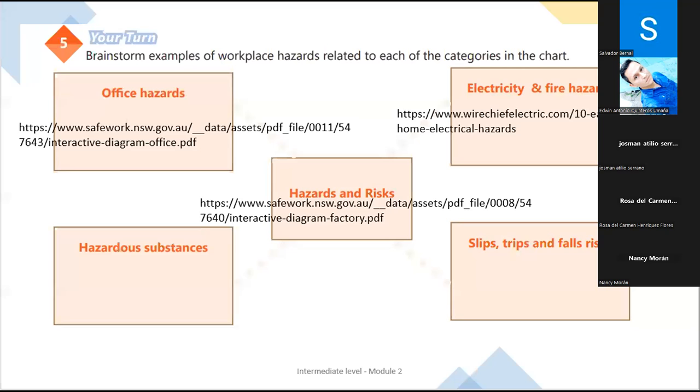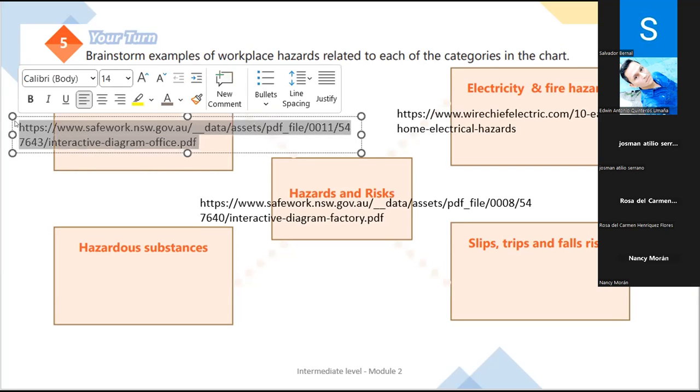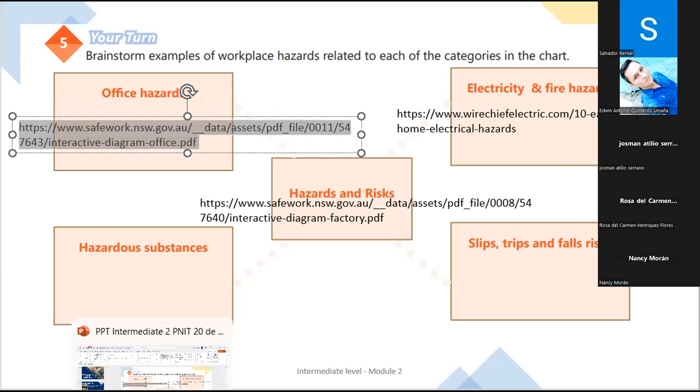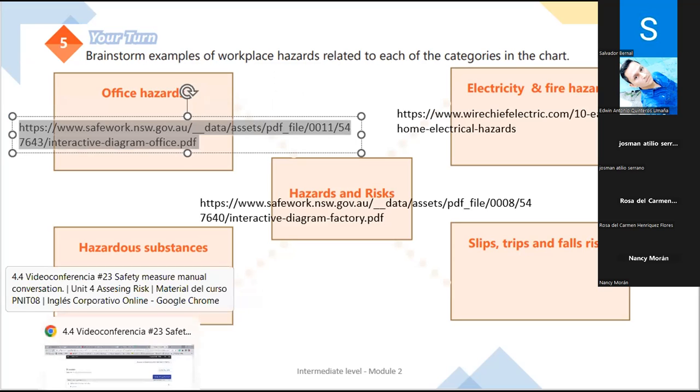Okay, then we are going to start with this exercise. It's a brainstorm, and we want to give some examples of the workplace hazards related to each of the categories that we have in these boxes, like office hazards, electricity and fire hazards, hazards and risks, hazardous substances, slips, trips, and falls risks. Okay, so let's start with the office hazards. I will give you this link and you may go and do this exercise, okay? And then you are going to make the list right here. So allow me to go there.